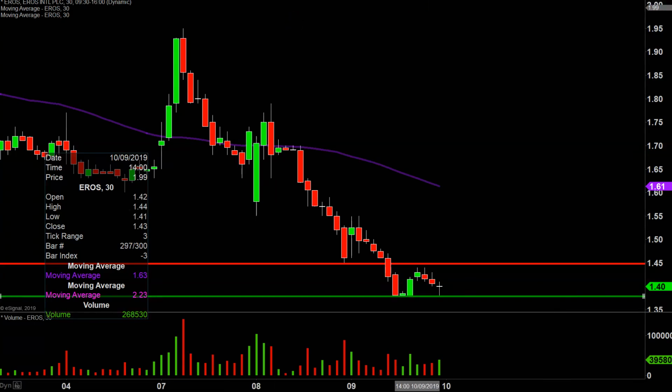But overall, the bears remain in full control. And we'll see if this is some sort of bottoming formation or not. But if it is, then like I said, the first step of power is just going to be getting back above $1.45.